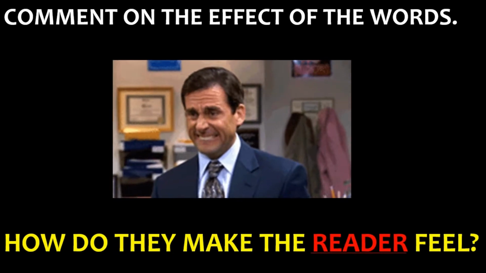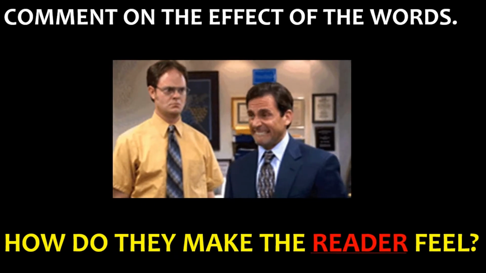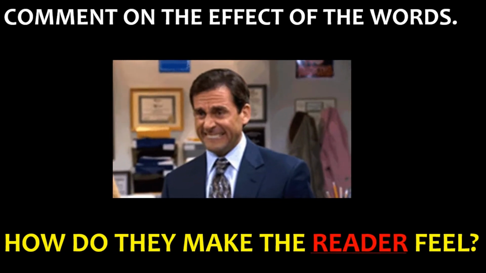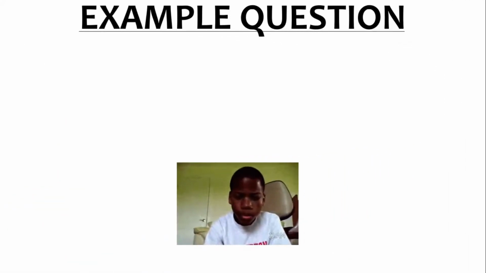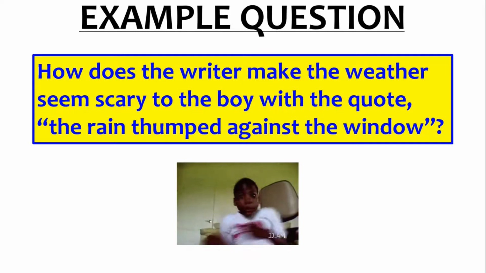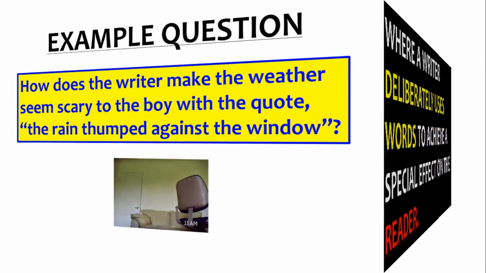So we're going to look through the extract. So in this case, the question is about how does the writer make it astonishing. We're going to pick out a word that the writer has used to make it astonishing and then say how it makes the reader feel. So an example question could be, how did the writer make the weather seem scary to the boy with the quote, the rain thumped against the windows? How does that quote make it scary for the boy?